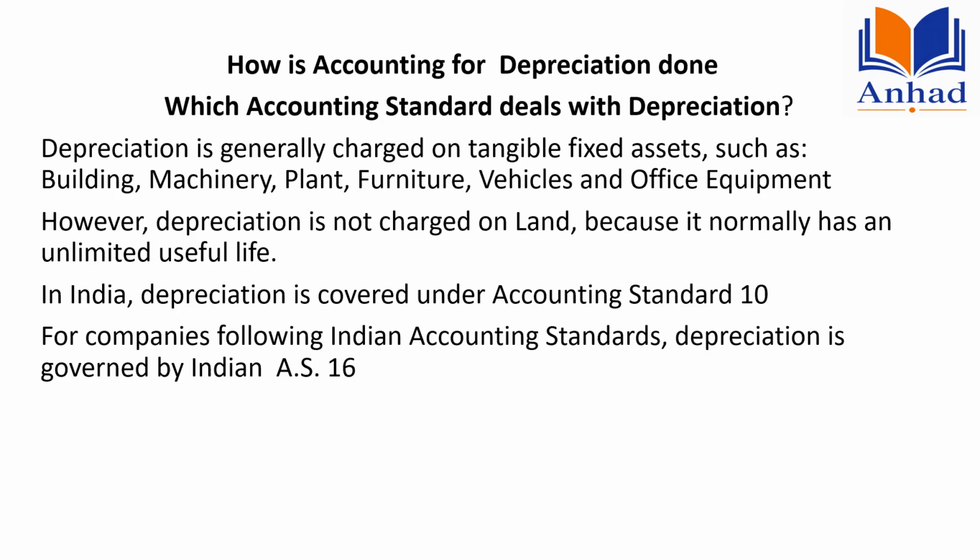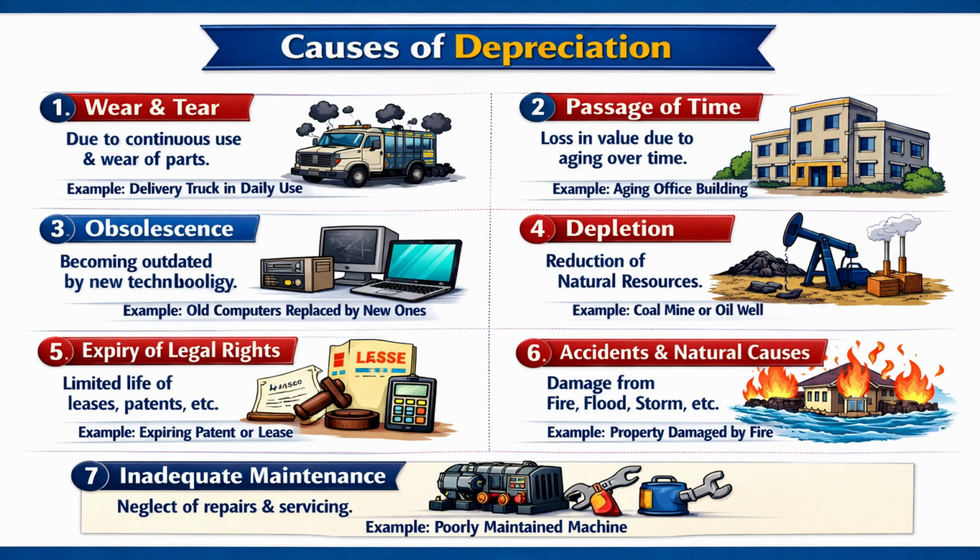Our next topic is topic number 4, causes of depreciation. After understanding the meaning of depreciation, let us now discuss the causes of depreciation. An asset loses its value due to several reasons. The major causes are: 1. Wear and tear. The most common cause of depreciation is wear and tear.